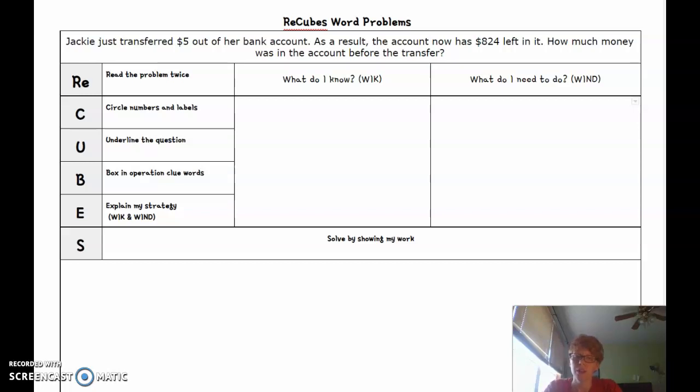All right, we are going to work on the back side of the Recubes word problem page. Please make sure your name and your number and date is on either side of the paper. Let's start with the first step.